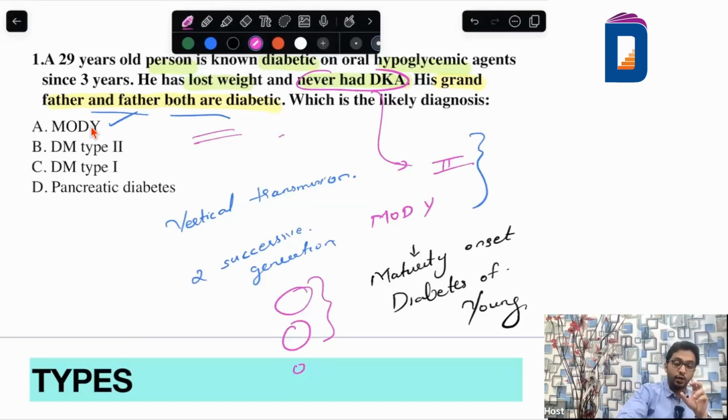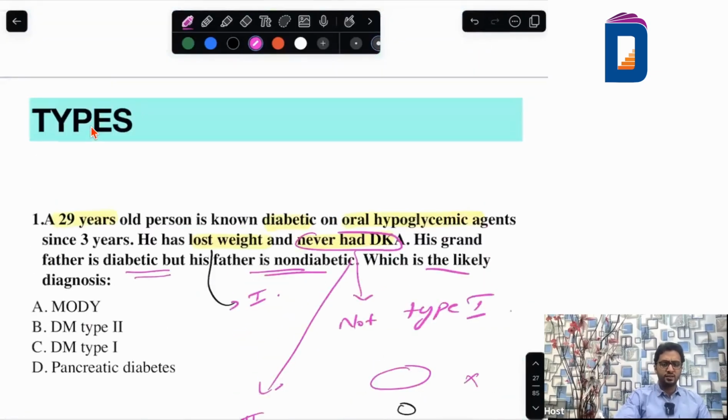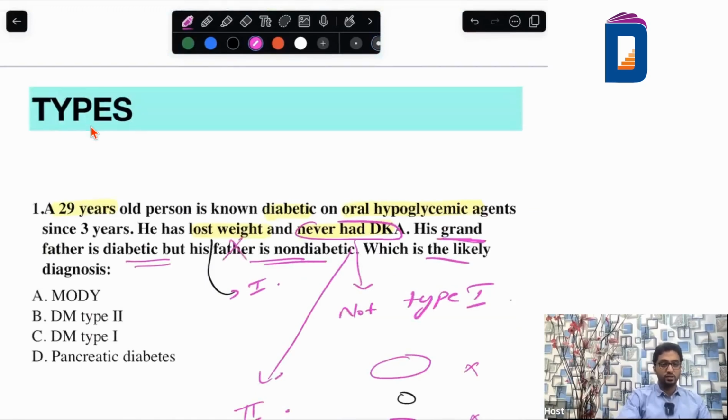Grandfather and father. Now the person who's having it is definitely there. The grandfather and father are having it, and this person is having it. So two successive people. Now, in this particular question, is there any successive? No, grandfather is having it, but father is not having it. Then grandson is having it. So this is type 2 diabetes. As I've told you, never had DKA is pointing towards type 2 or MODY. So MODY is two successive. Here there is no two successive, so the answer is type 2.